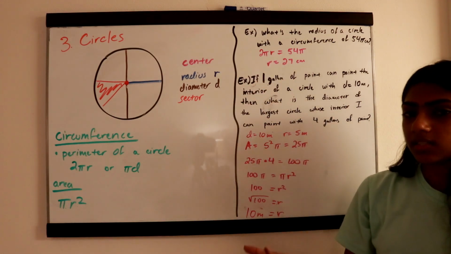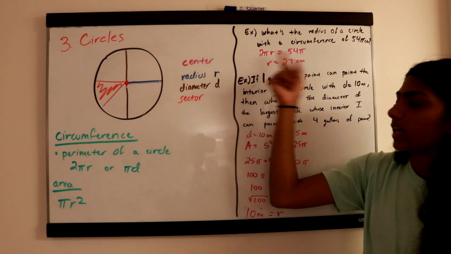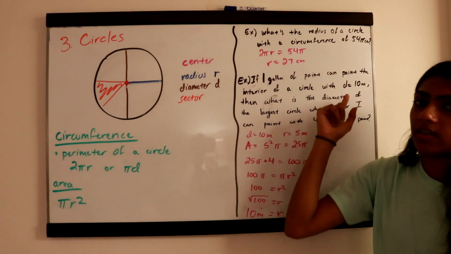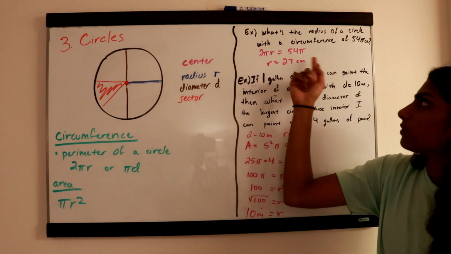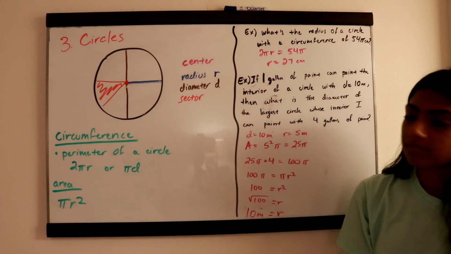Now pi is a constant, and it's equal to 3.14, but since it already has pi on both sides, and when we divide by 2 pi it cancels out, we don't have to worry about that. So we just do 54 pi divided by 2 pi, which equals 27, and that's our radius.